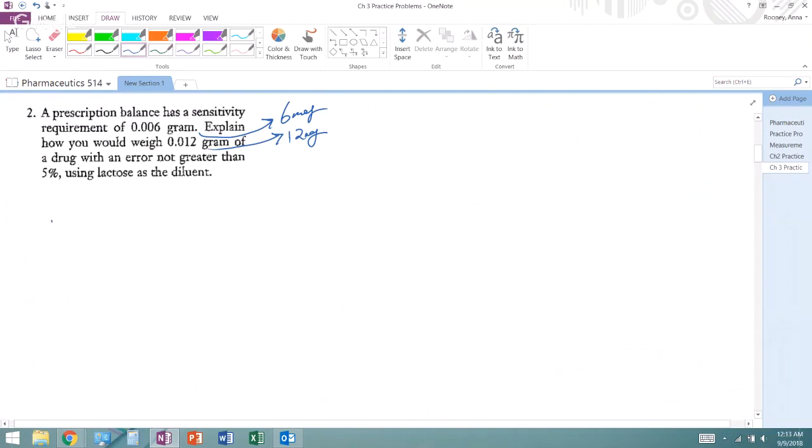So now we need to find our minimum weighable quantity. So we're going to take the sensitivity requirement, which is 6 milligrams, and then divide it by 0.05, and that will find 120 milligrams again. So now we're trying to find 12 milligrams, okay? So let me actually highlight these two so that you know where these are coming from.